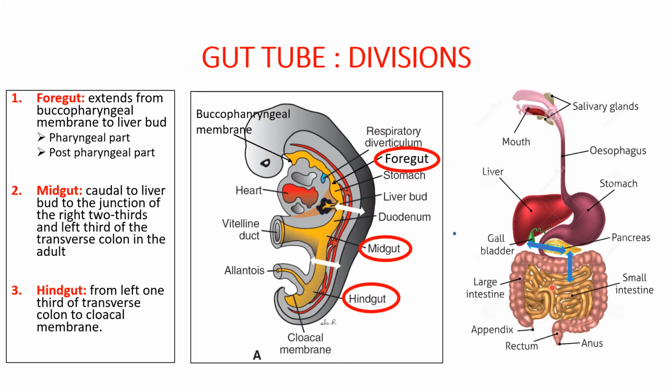colon. In the second picture we can see carefully that the midgut extent will be right from the liver bud, and in the adult it will be the entry point of the common bile duct into the duodenum, to the junction of the right 2/3 and the left 1/3 of the transverse colon. The hindgut part will be the portion from the left 1/3 of the transverse colon right up to the cloacal membrane.